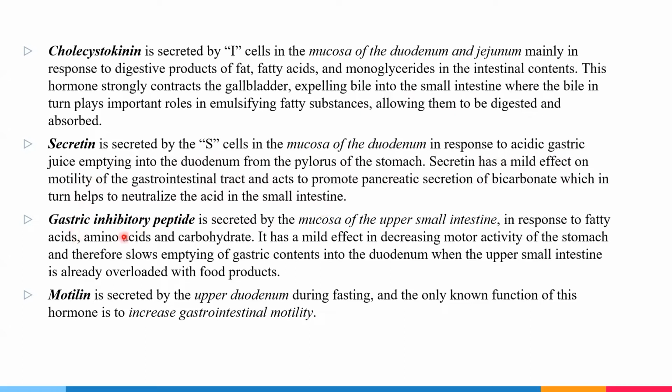Next is the gastric inhibitory peptide, which is secreted by the mucosa of the upper small intestine in response to fatty acids, amino acids, and carbohydrate. It has a mild effect in decreasing motor activity of the stomach and therefore slows emptying of the gastric contents into the duodenum when the upper small intestine is already overloaded with food products.